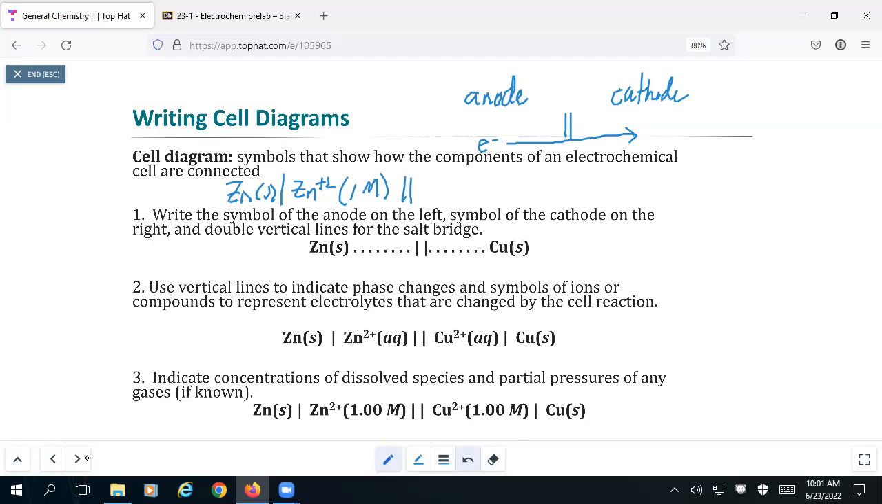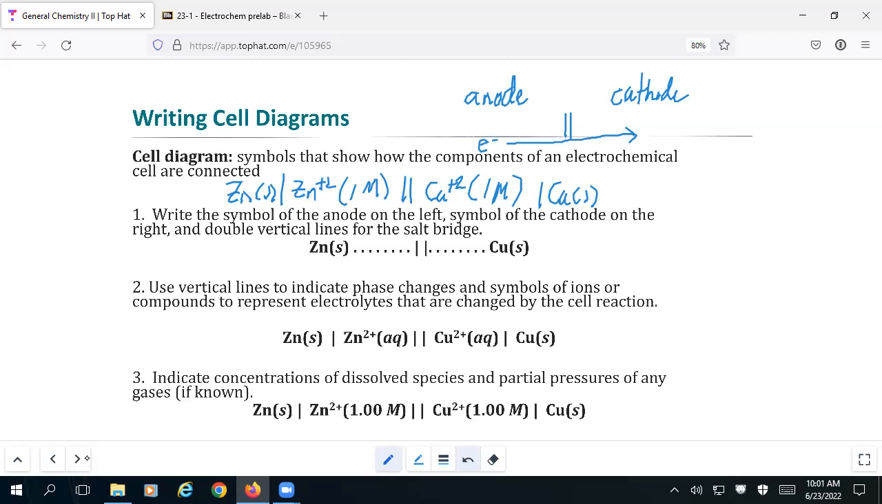And then on the other side, I would have a copper electrode that has copper 2 ion in a 1 molar solution. So this is my cathode. That's how I build line diagrams: I go from left to right, looking at, okay, this is the composition of the anode. Here's the salt bridge that divides them. Here's the composition of the cathode.